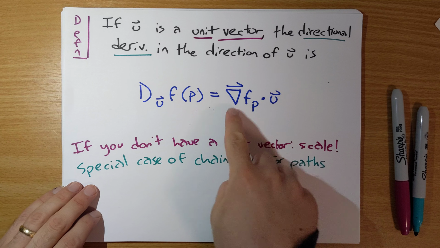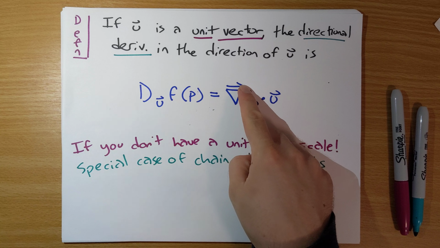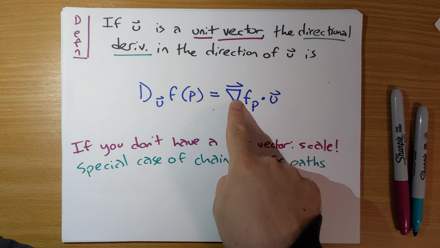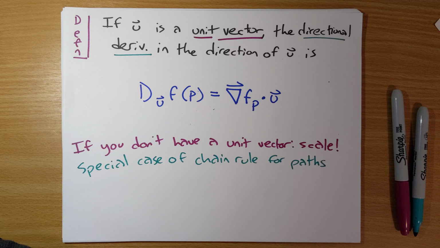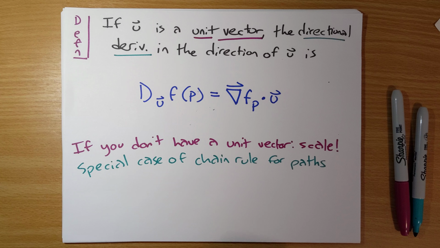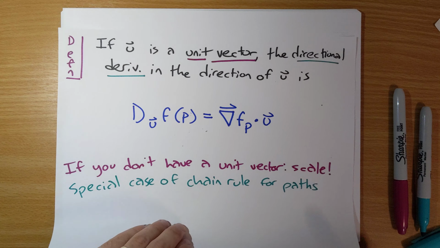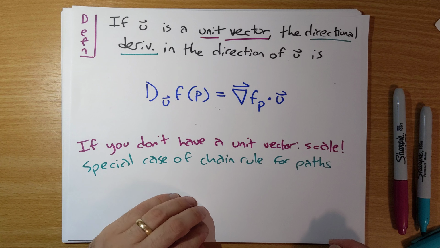And we can see that this looks familiar. The fact that this is a gradient evaluated at a point, dot product with some other vector, is very evocative of the chain rule for paths. Okay, so let's go ahead and apply this definition here.